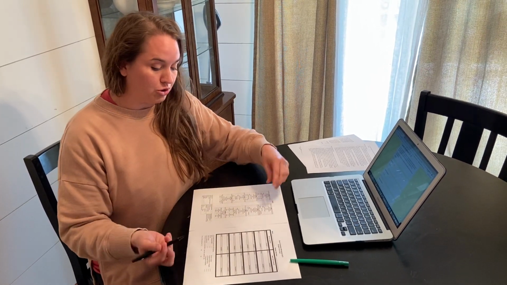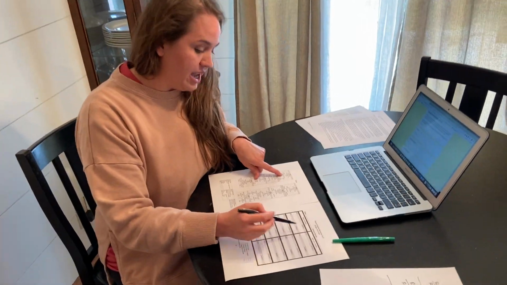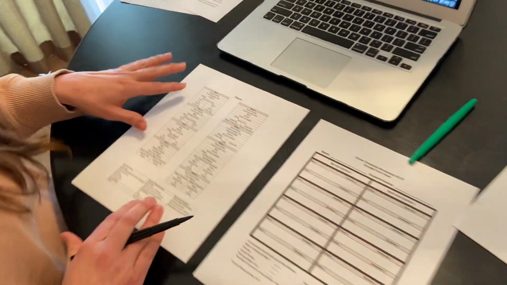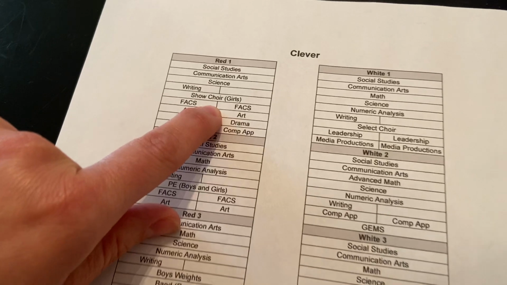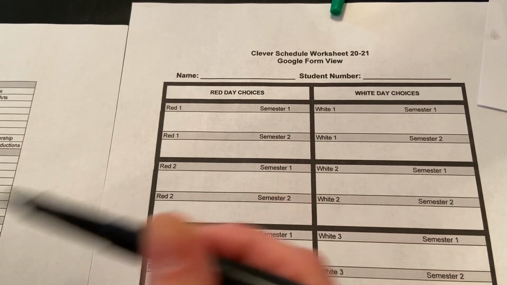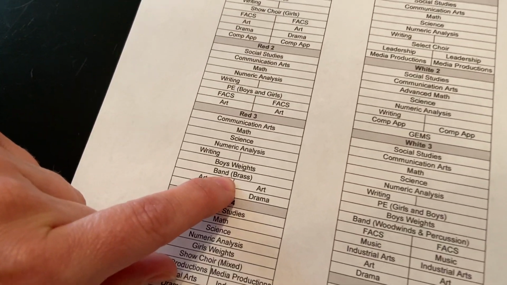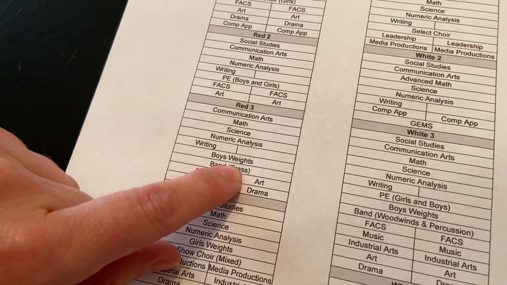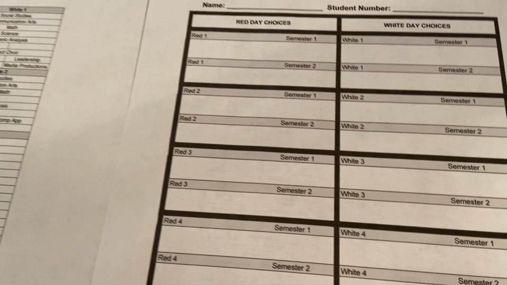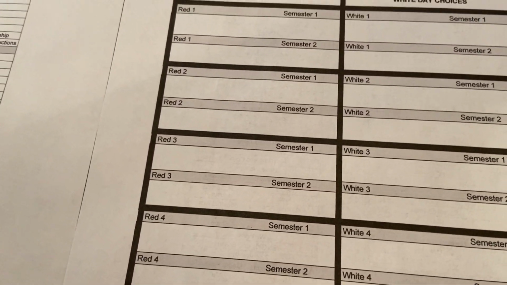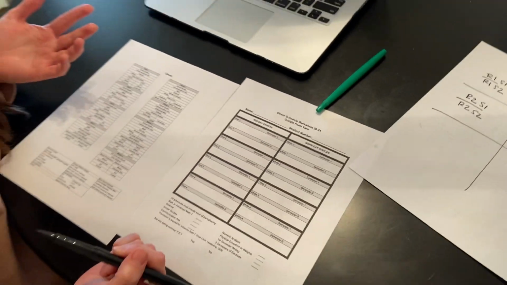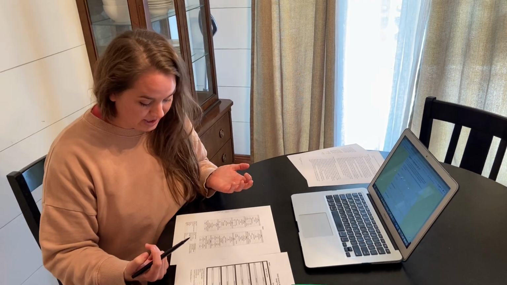If I was in girls show choir, then I'm going to find that here on red 1. And I would write girls show choir in both those spots, okay? If I was in brass band, then I would find brass band on R3 and I would write that in. For purposes here, I'm going to pretend like I'm not in a special elective to make this schedule. So I'm just going to think of electives that I might want to take.